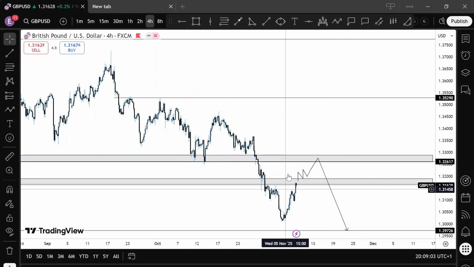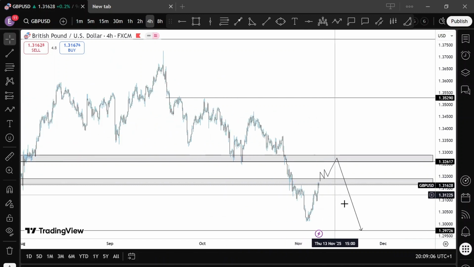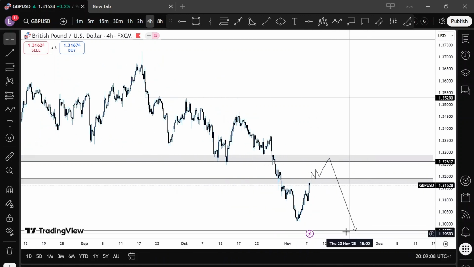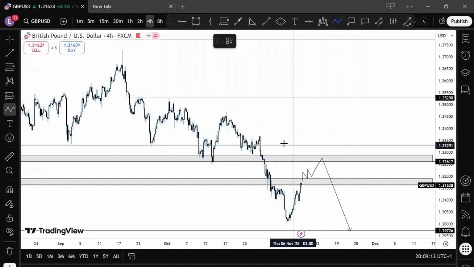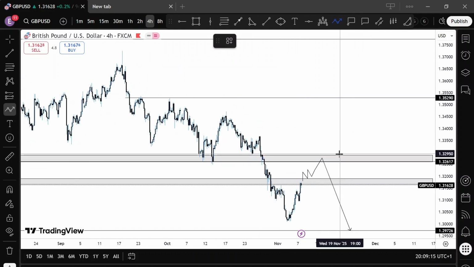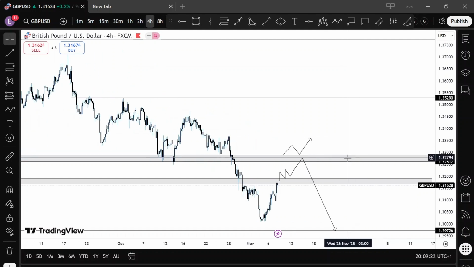Any rejection pattern created here, we'll go in for sales and sell price to the downside. For buys, I would only be considering buys if we see price above these regions here. When price comes above these regions, then maybe we could consider a little bit of buys. That's that for pound USD.